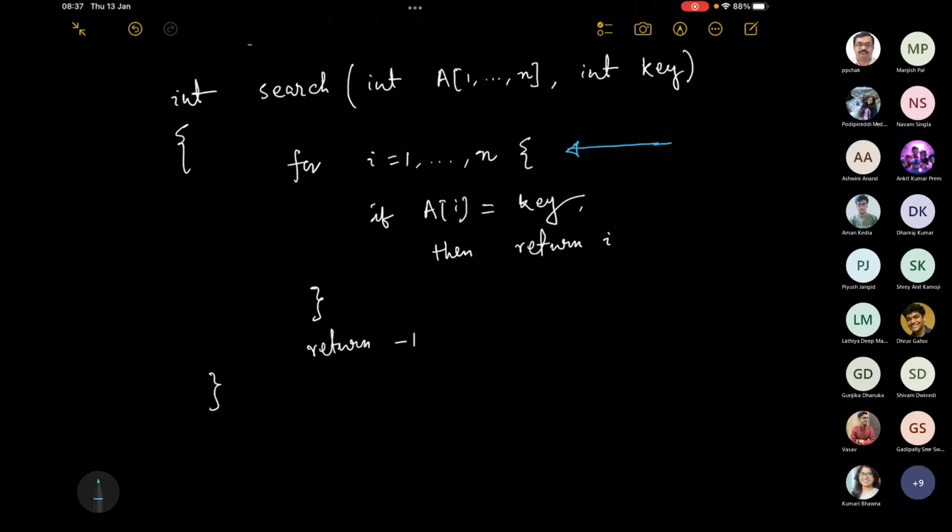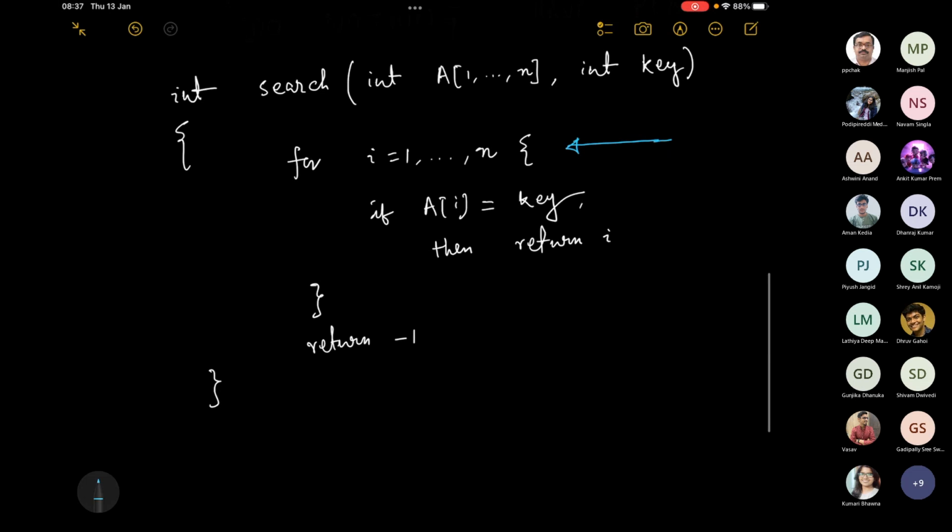For this for loop, just focus on this for loop. How many basic operations will be needed? 3 for each iteration, or 3n in total. Correct, 3 per iteration, for this piece of code. Sorry, sir, it should be 2 per iteration.